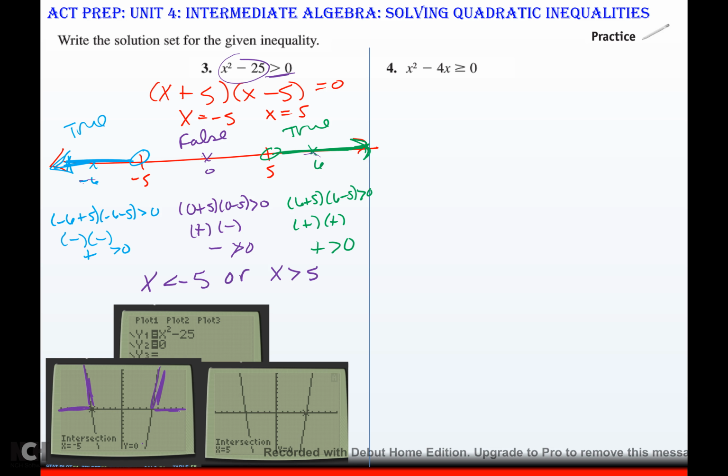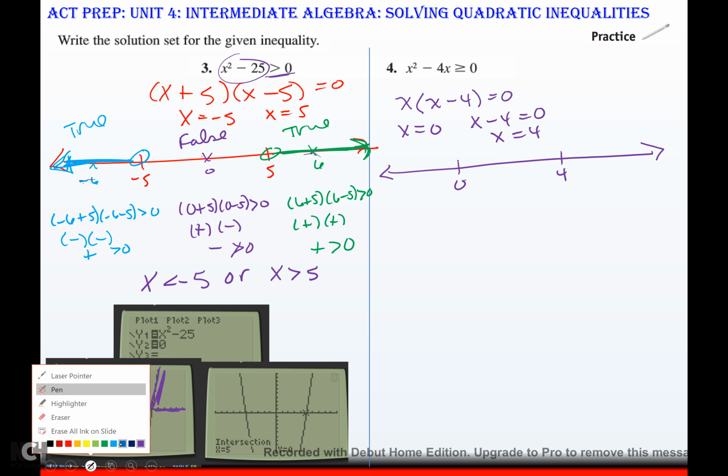All right? Number 4 is another GCF one. Two terms are not perfect, so I can GCF an x out, which would leave x minus 4, which gives me x equals 0 and x minus 4 equals 0, which means x equals 4. So if I graph that, I've got 0 and 4, and I test.